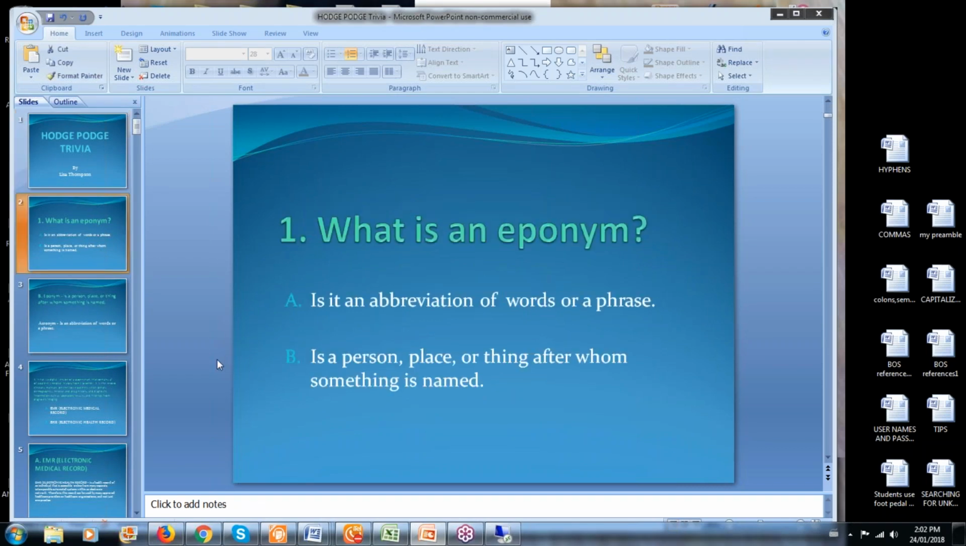What is an eponym? A, is it an abbreviation of words or a phrase? B, is it a person, place, or thing after whom something is named? Which one do you think an eponym is? A, an abbreviation of words or a phrase, or B, a person, place, or thing after whom something is named?